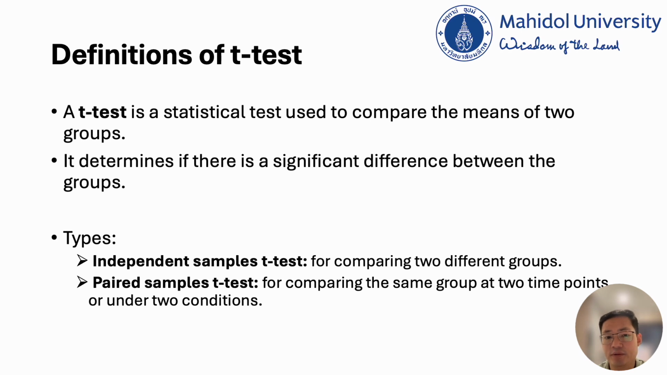The t-test is one of the most commonly used methods for comparing two means. It helps us determine whether the difference between two groups is statistically significant. There are two types: the independent samples t-test, which compares two separate groups, like males versus females, and the paired samples t-test, which compares the same group of participants under two conditions, like before and after an intervention. Choosing the right type depends on your own research design.